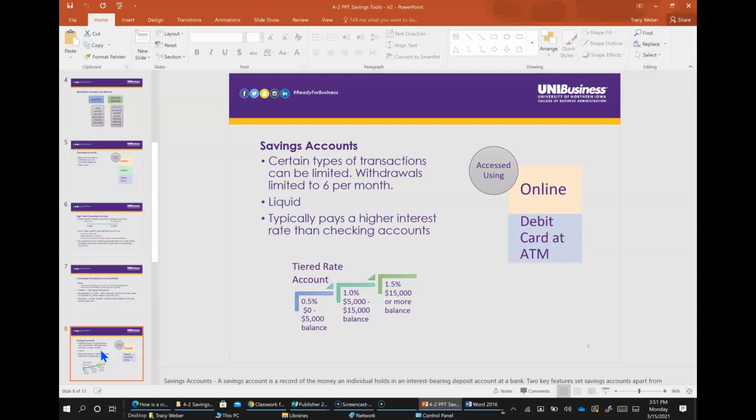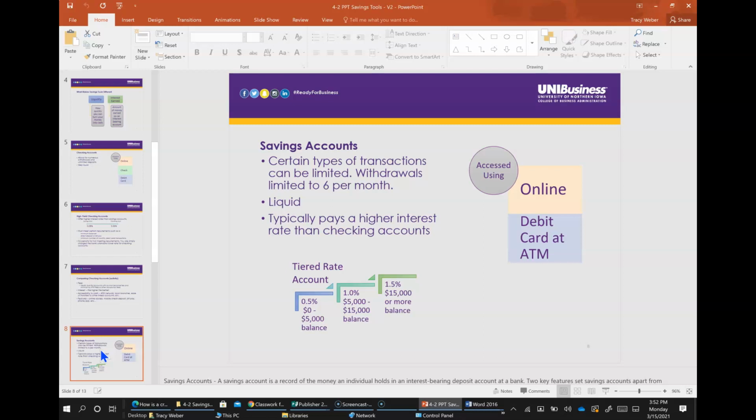Also, savings accounts limit the number of certain types of transactions the account holder can perform each month because of a Federal Reserve rule called Regulation D. Limited transactions include transfers between accounts, bill payments, overdrafts, and check or debit card transactions. If you exceed the limit, the bank may charge you a fee, close your account, or convert it to a checking account.